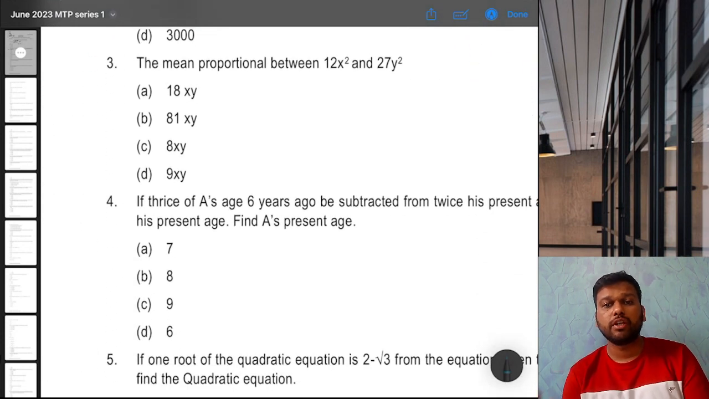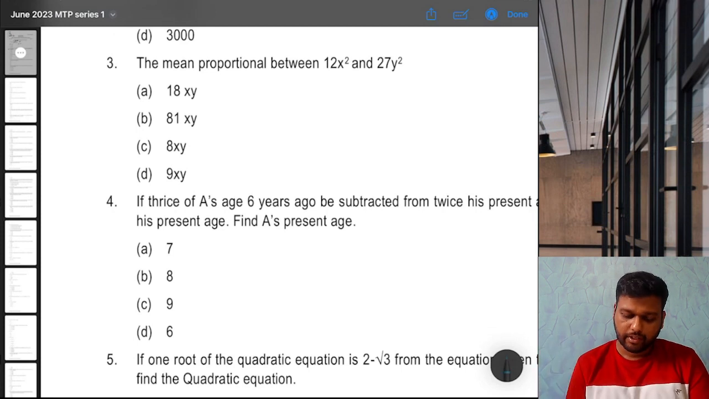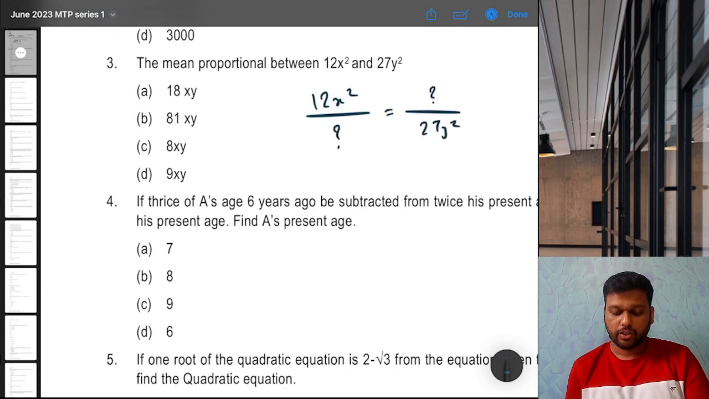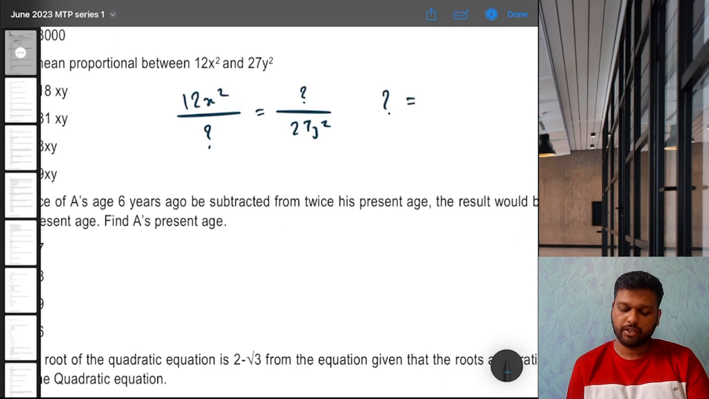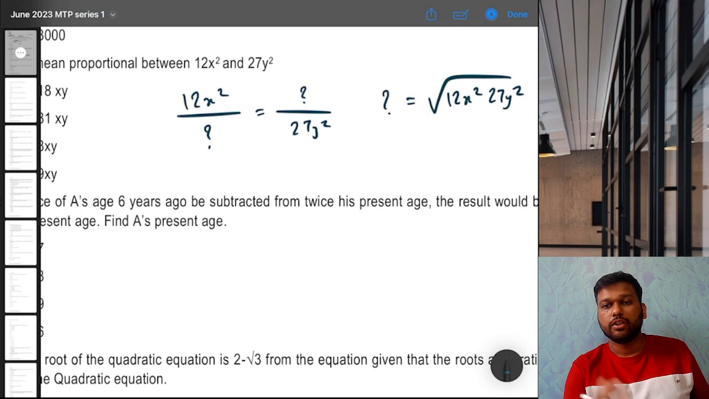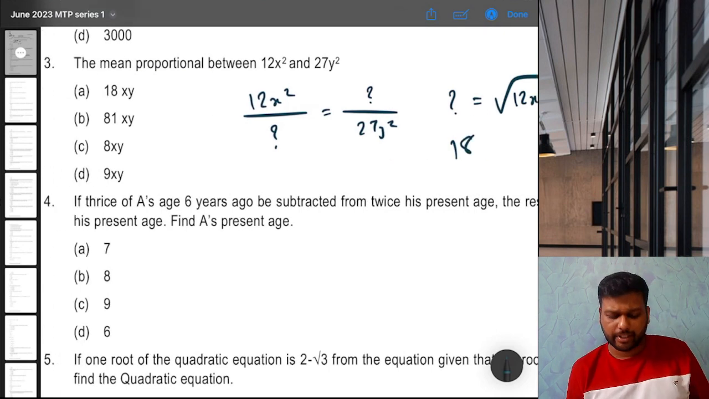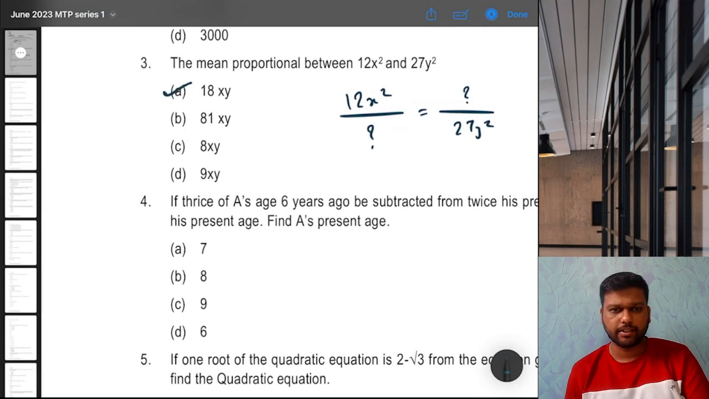Third, the mean proportional between 12x square and 27y square. So mean proportional is what? 12x square is to that number as that number is to 27y square. So we know that number is going to be the square root of 12x square times 27y square. So what is 12 into 27? 324. What is the square root of 324? 18. So 18 into x square and y square will become x and y. So 18xy, option A is the correct answer.